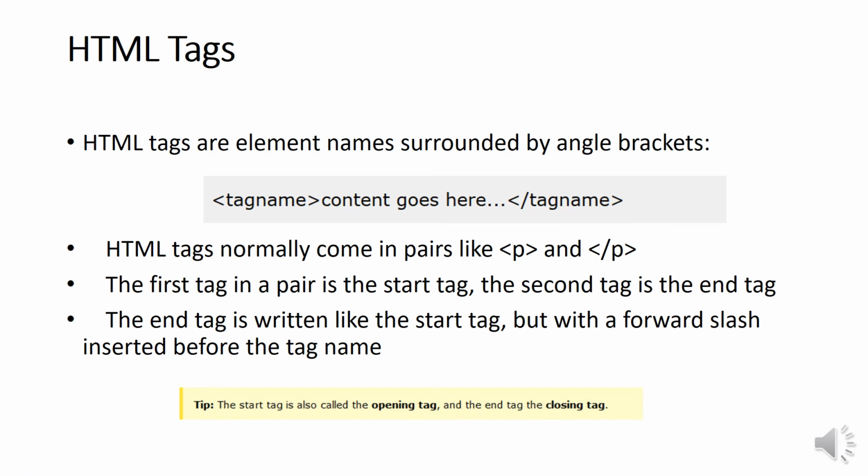First things first, what is a tag? I think I already explained this to you. Tags are element names surrounded by angle brackets. This is called angle brackets. So it usually has an opening tag and a closing tag. Usually I call them opening and closing tags, but some other people call them a start tag and end tag. Both don't make a difference.